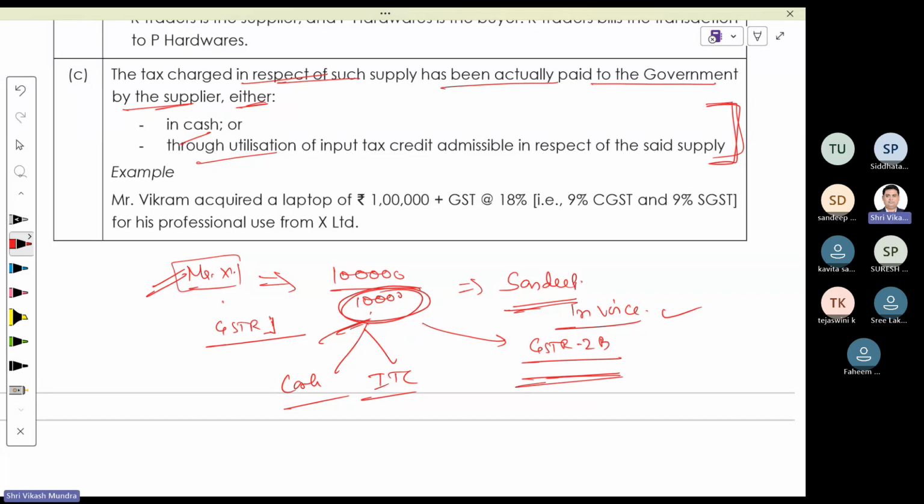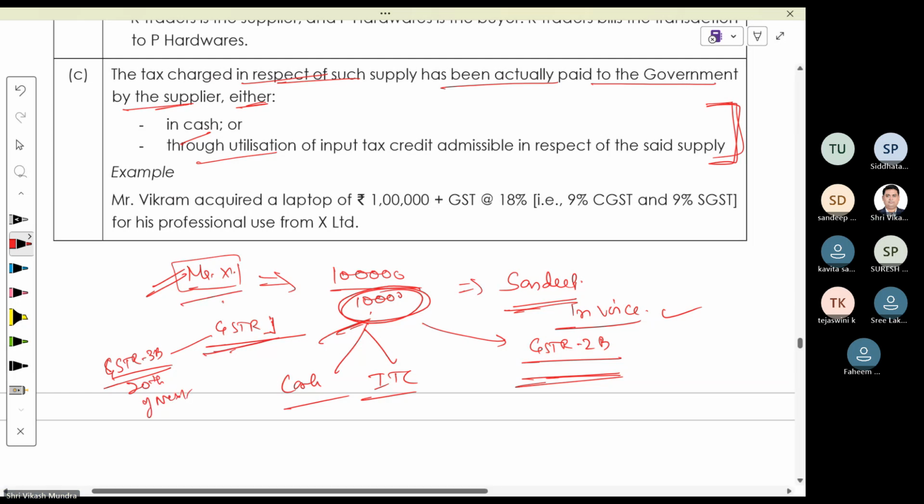In the GSTR1, Mr. X is supposed to report only the liability. They are not supposed to discharge it there. They are supposed to discharge it through GSTR 3B. And the due date for that is the 20th of the next month.